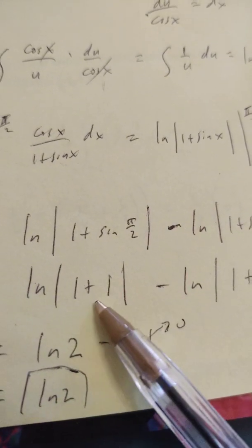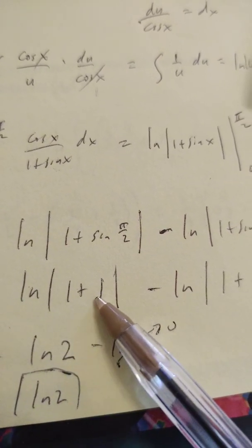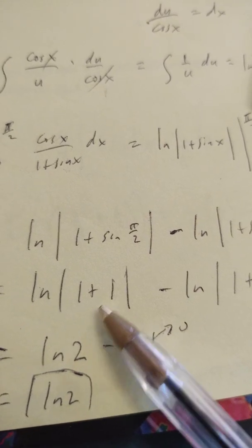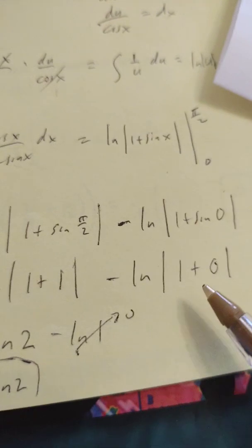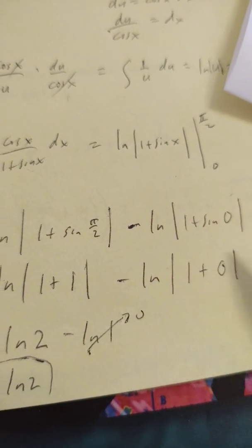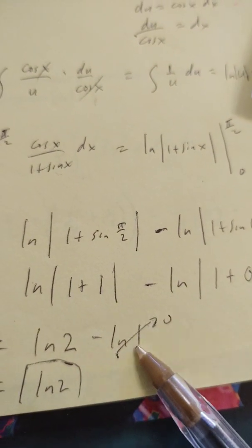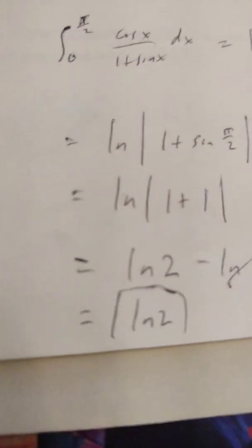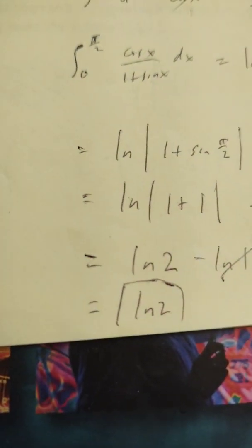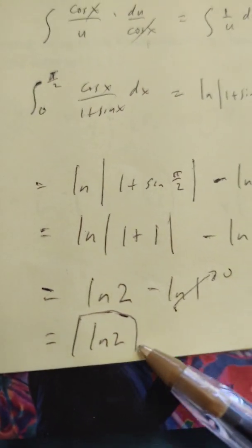Simplifying, the absolute value of 1 plus 1 is the absolute value of 2. The absolute value of 2 is just 2. So just write ln of 2. ln of 2 minus, 1 plus 0 is 1. The absolute value of 1 is 1. So minus the natural log of 1. But the natural log of 1 is 0. The log of 1 to any base is always 0. So ln of 2 minus 0 is ln of 2, which is a real number. This is an irrational number. And that's my final answer.